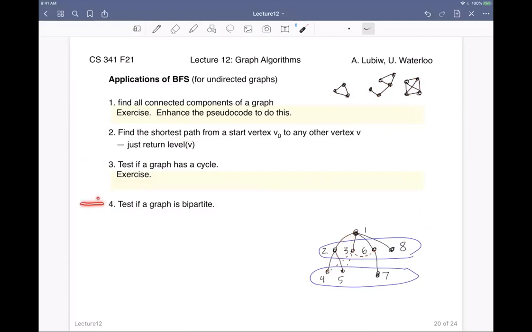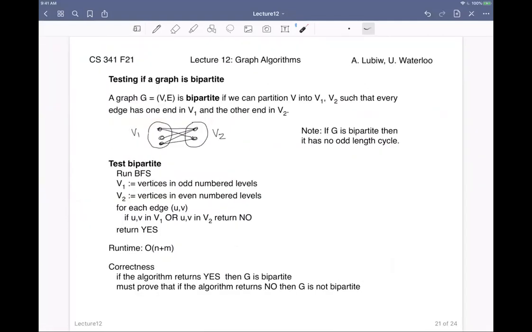The fourth one is one I would like to spend a little bit more time on, and that is testing if a graph is bipartite. So let's look at that. Now, first of all, what does it mean for a graph to be bipartite? I said it briefly at the start of the lecture, but here's the formal definition.